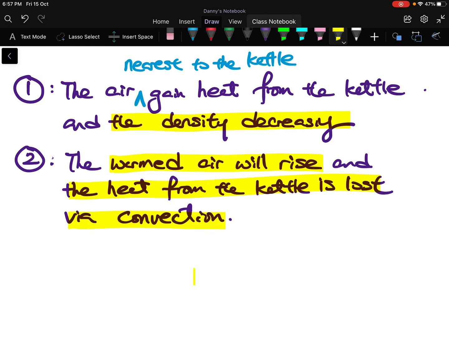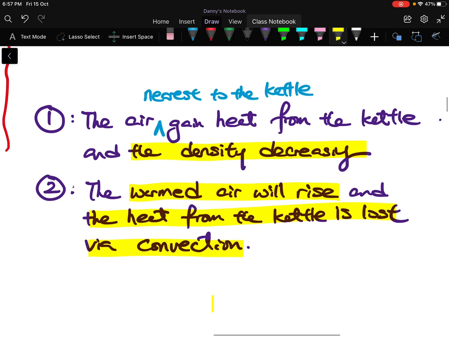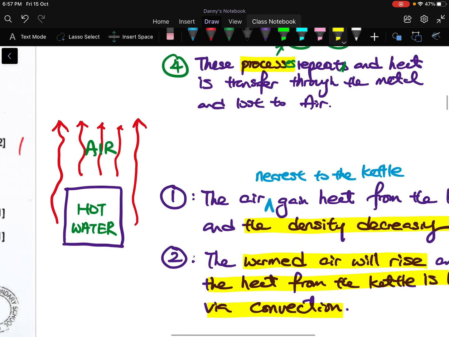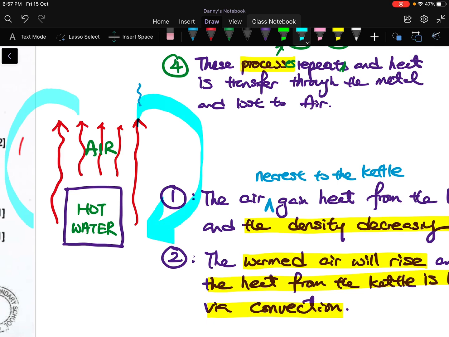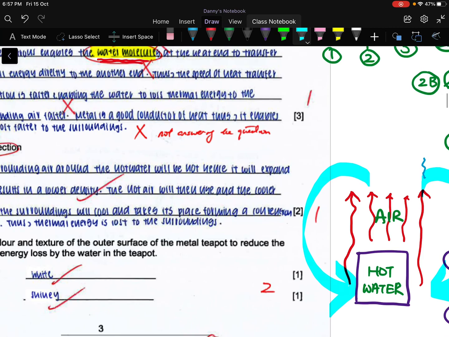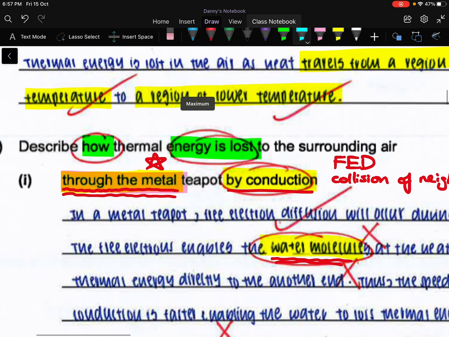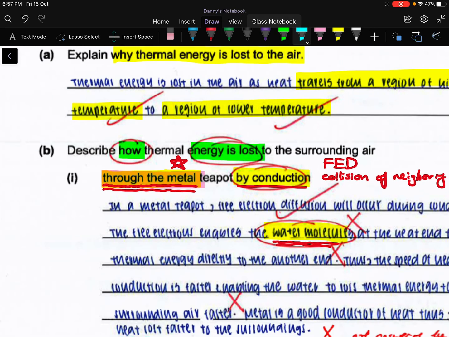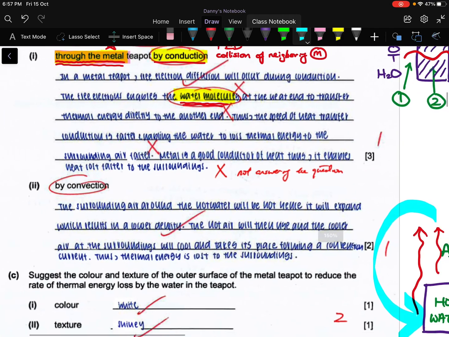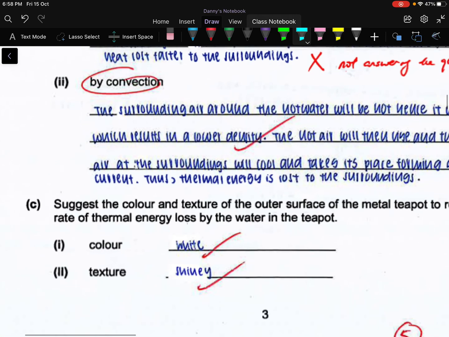In fact, you don't really need to talk about the cool air replacing it and the convection current forming. Why? Because if you tell me that it rises and then after some time the air will cool and come back down, you are actually explaining why the surrounding air will get heated up evenly. But our focus in the question is how heat is lost from the kettle to the surrounding air. So we should focus on that, and anyway we only have like 3 answer lines.